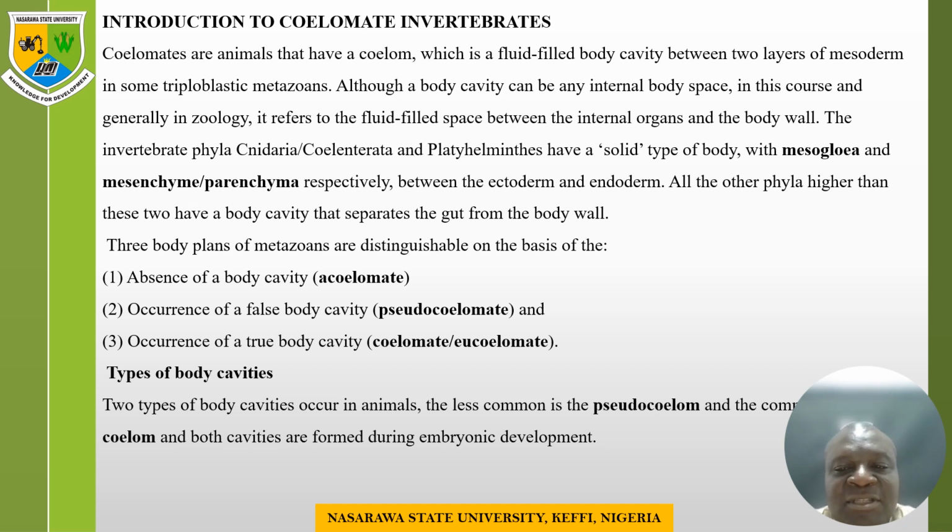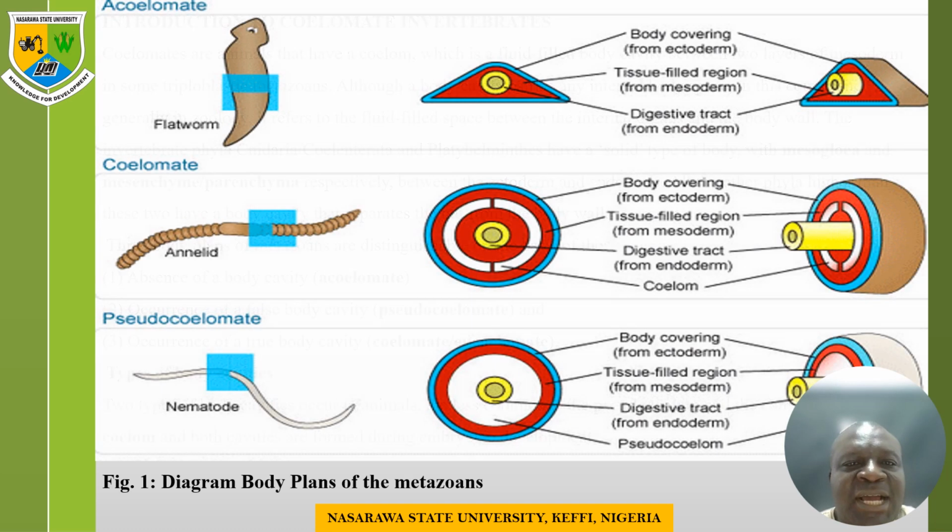There are two types of body cavities that occur in these animals. The less common is the pseudocoelom, and the other is the coelom. Both cavities are formed during embryonic development, because it is at that stage that the major parts of the organism are formed. The diagram here, as I want to show us, the diagram here.